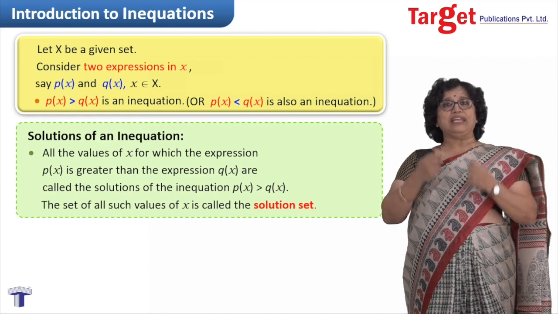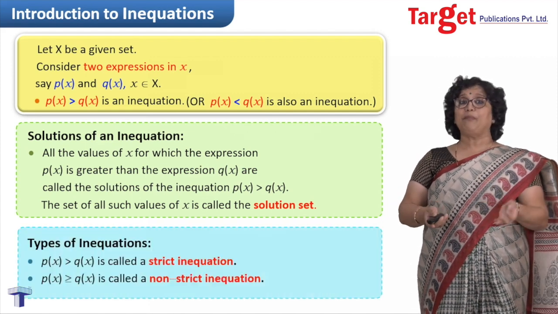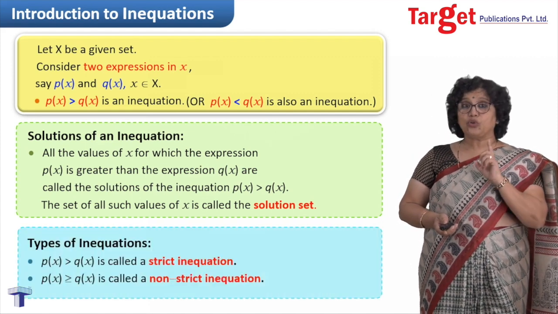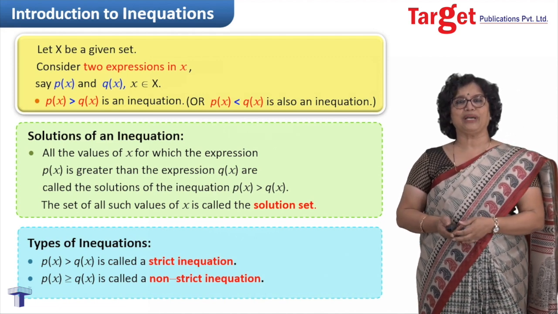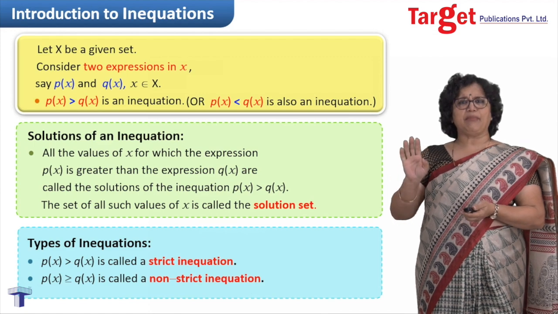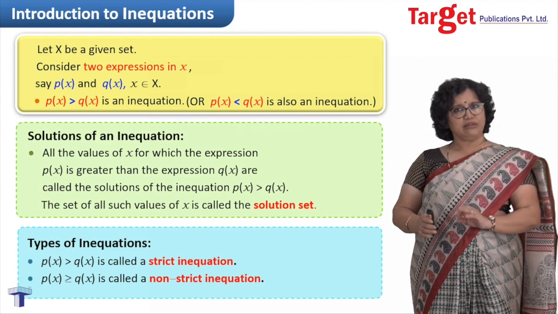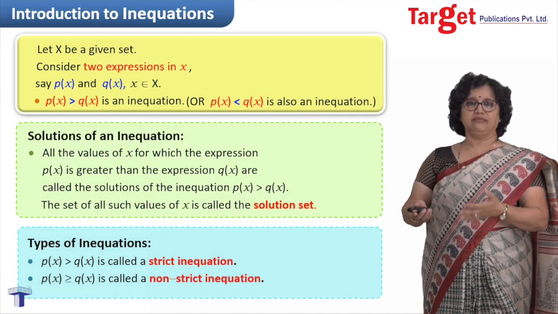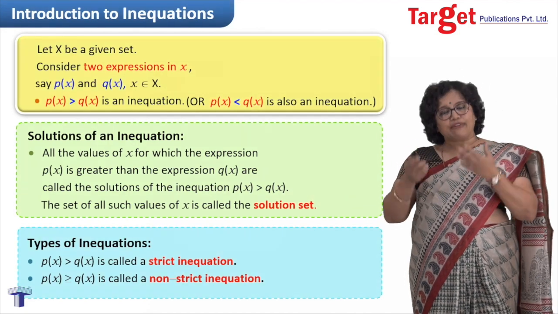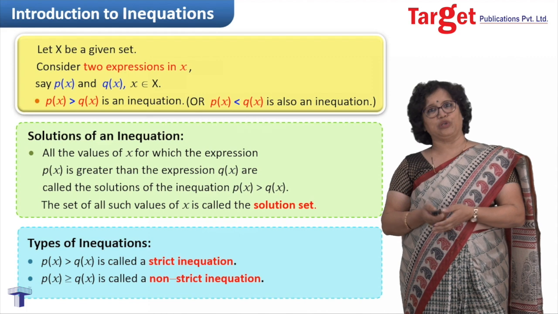Now, what type of inequations are we expecting? Is it only the strict inequation of the form p(x) greater than q(x)? No, not necessarily. It also could be of the form p(x) greater than or equal to q(x). So, we name them. p(x) greater than q(x) would be called a strict inequation. p(x) greater than or equal to q(x) would be called a non-strict inequation. Now, after knowing these two, I am sure you are all prepared to find out the solution.